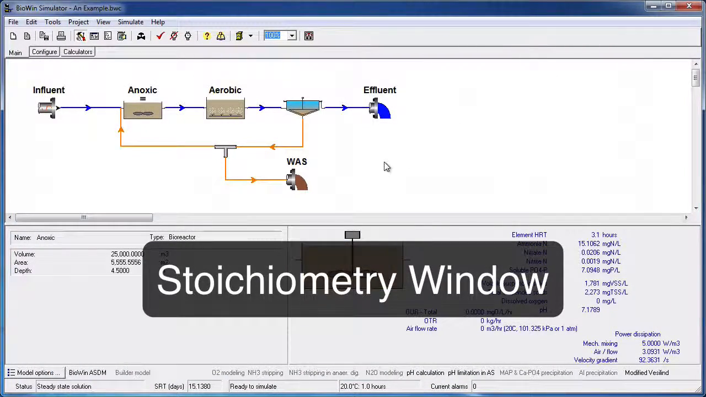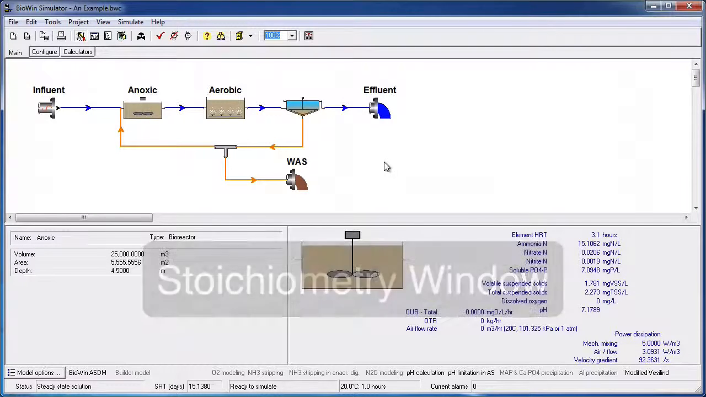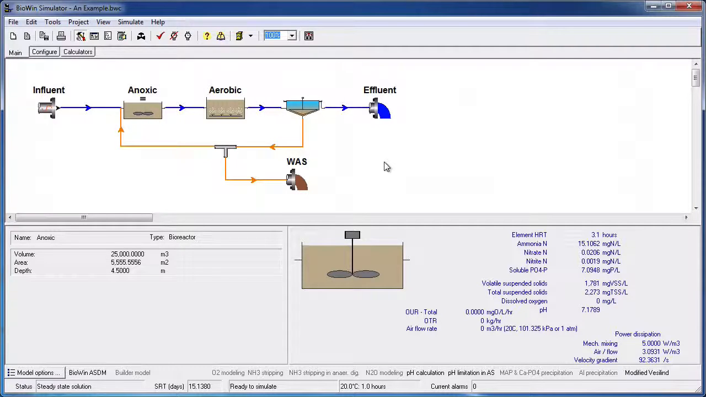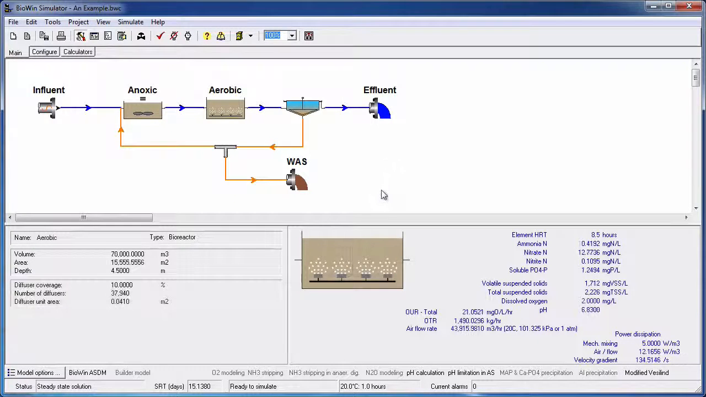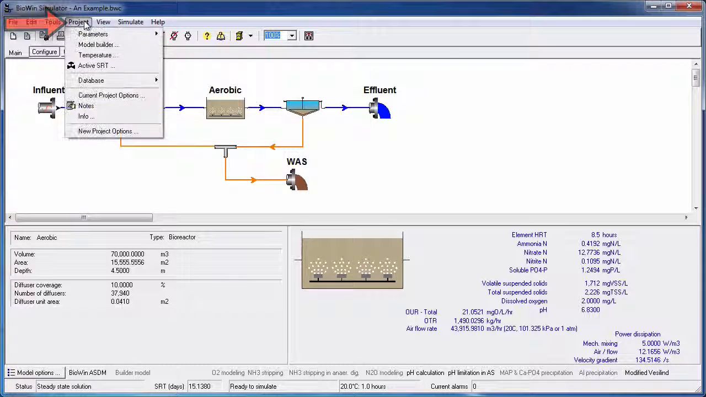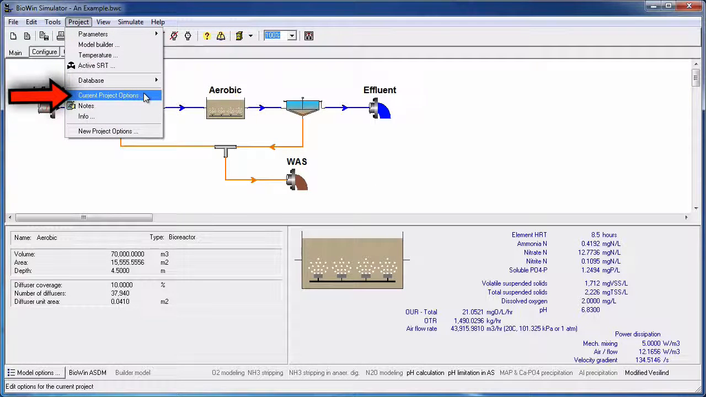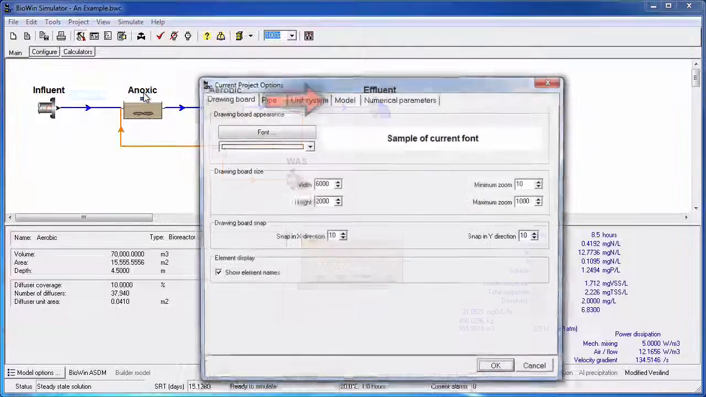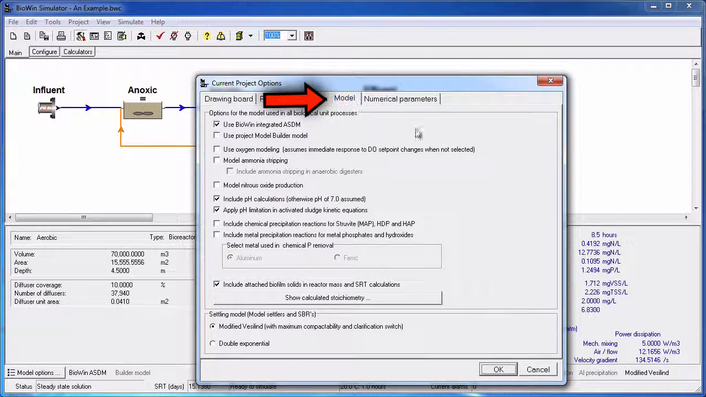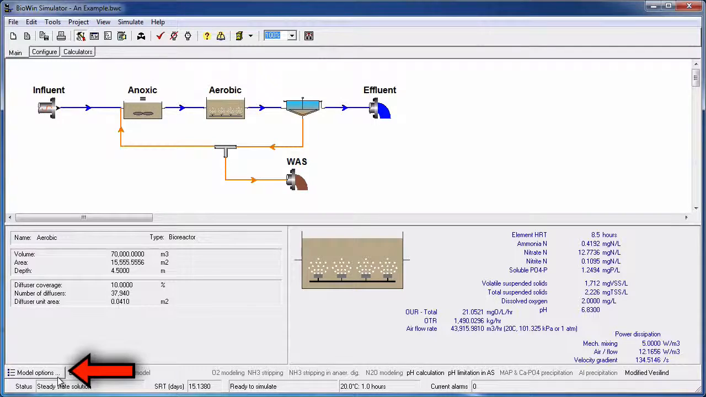Another way to help you understand the processes underlying the BioWin model is by viewing the stoichiometry window. The stoichiometry window can be accessed via the Model Options window. We can open the model options by choosing Project, Current Project Options from the menu, and selecting the Model tab. Alternatively, we can click the Model Options button at the left end of the status bar at the bottom of the main BioWin simulation window.